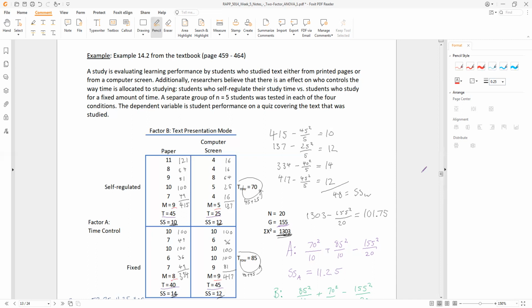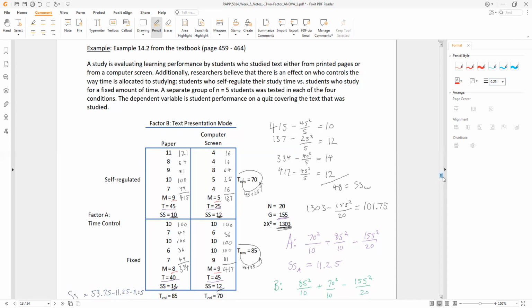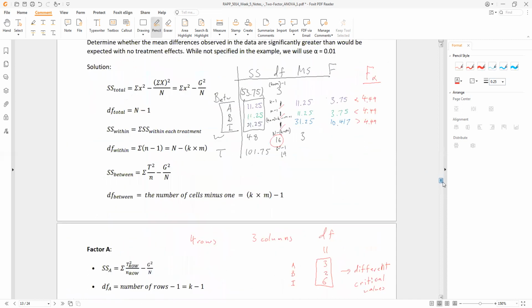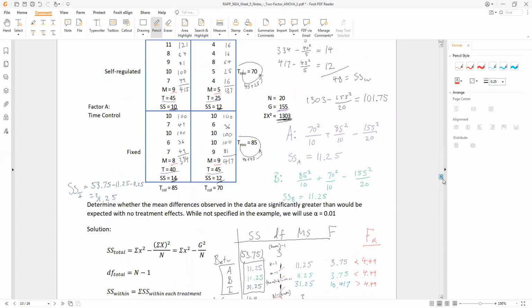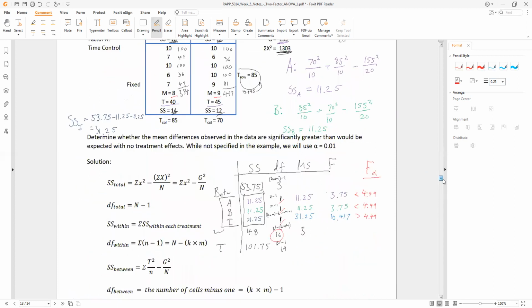All right, so that's what we found. And, you know, we might try to figure out why that is at this point, right? We found something and we want to understand it, right? So maybe we need some more research to look into why it is that when students are self-regulated, the text presentation mode has a bigger impact than when they're studying for a fixed period of time. That seems strange, right? But that does seem to be what's happening. So we could go ahead and try to figure out why.